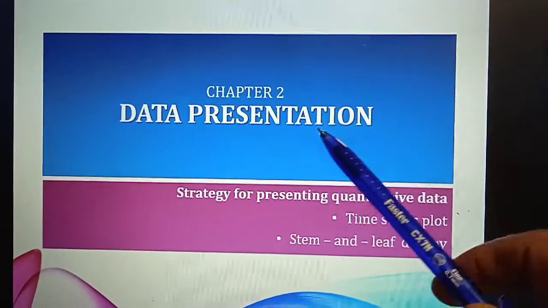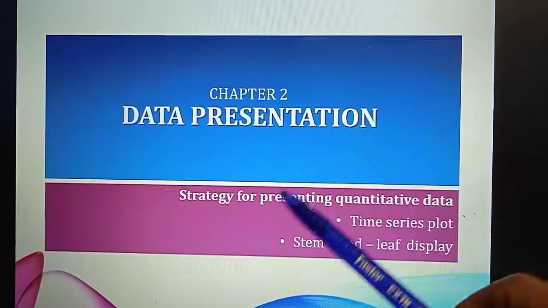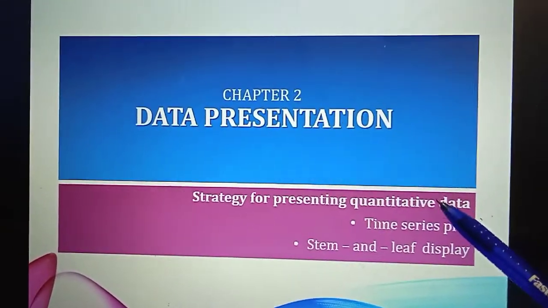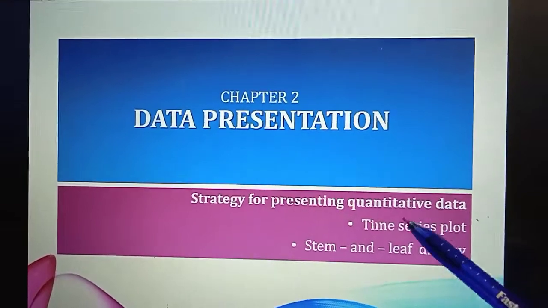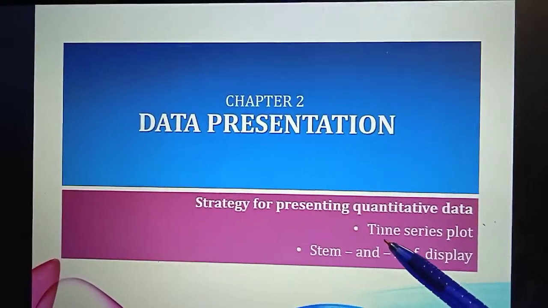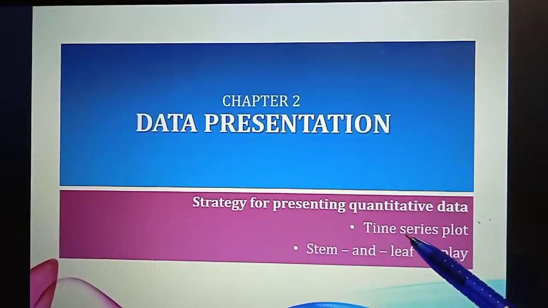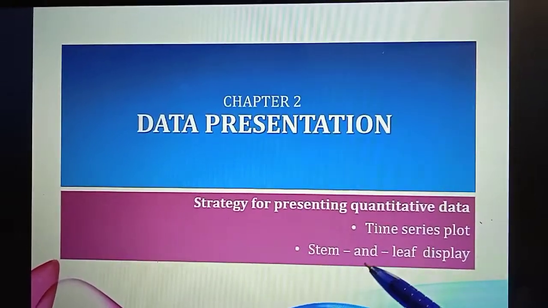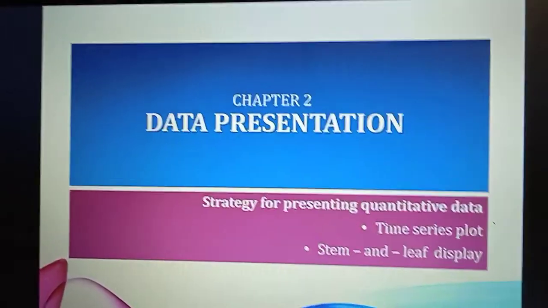Okay, next in chapter 2 is data presentation, a strategy for presenting quantitative data. We will learn two ways of presenting quantitative data, namely time series plot and stem and leaf display.